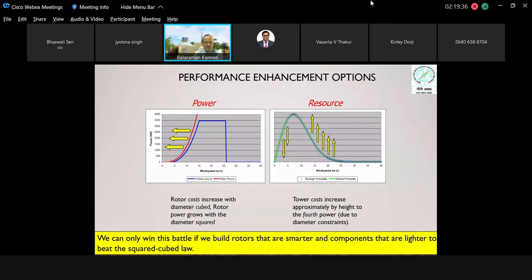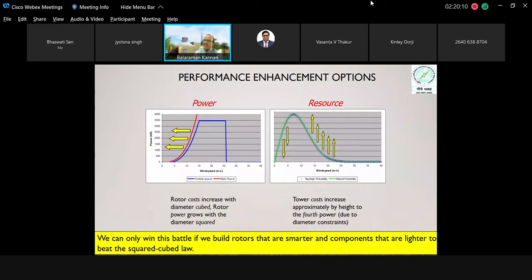So one is the rotor diameter increase. If you see the enhancement, the rotor cost increases with the diameter cubed, and the rotor power grows with the diameter squared. At the same time, there is the resource. In India and the Asia Pacific region, we see a medium to low wind regime, unlike the high wind in other parts of the world, particularly the European segment. To take care of this, today a lot of low specific power wind turbines are coming into the picture.